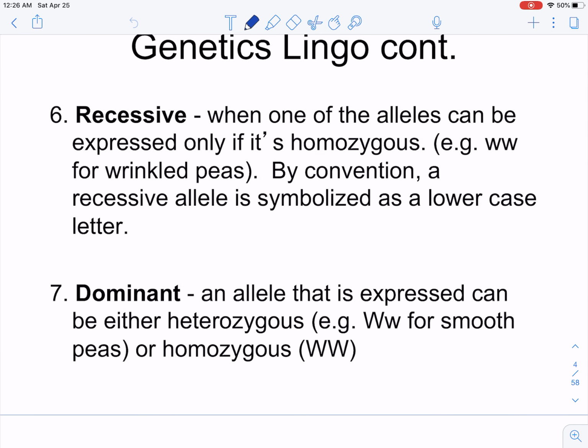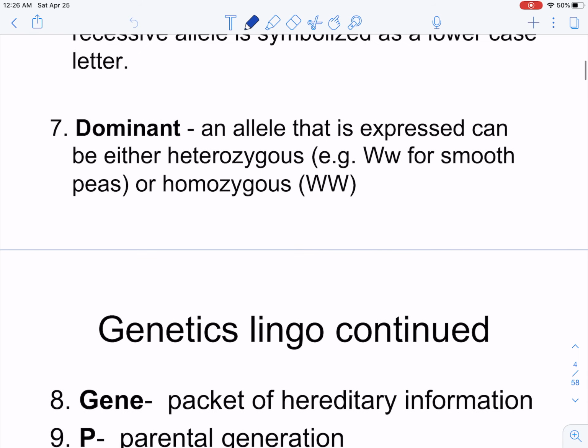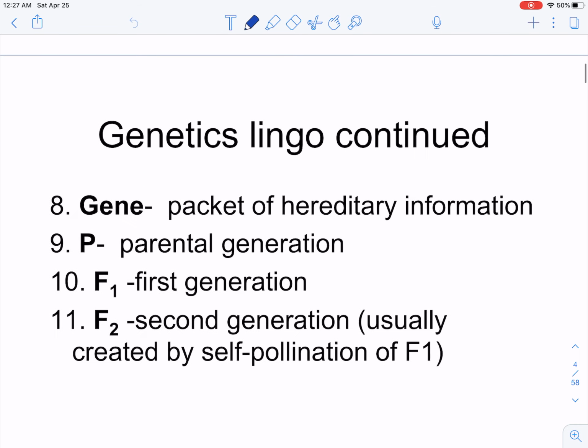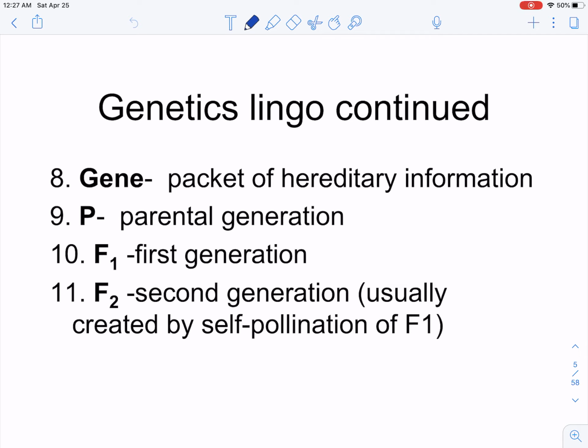A gene that is recessive is expressed only if it is homozygous. By convention, the recessive allele is symbolized as a lowercase letter. An allele that is dominant is expressed whether it is homozygous or heterozygous. As we start doing Punnett squares, this will become more obvious. A gene is just a packet of hereditary information.